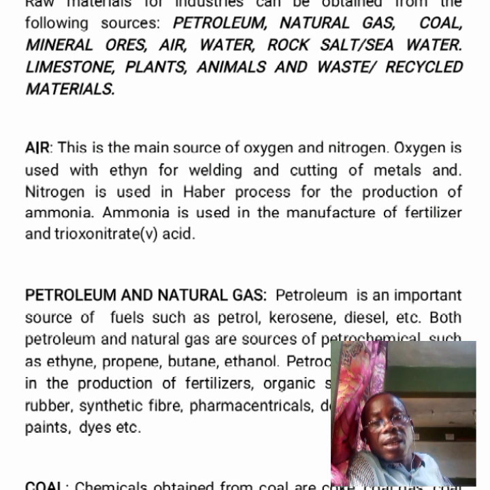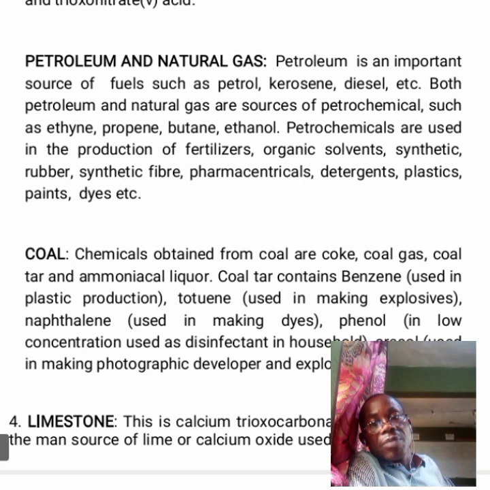We also have plant and animal-based materials. Plant-based materials like cotton for the textile industry, timber for the furniture and construction industry. We have corn for the production of animal feed. Animal-based products like horns and hooves. We have gelatin, we have hair and feather, we have hide and skin.